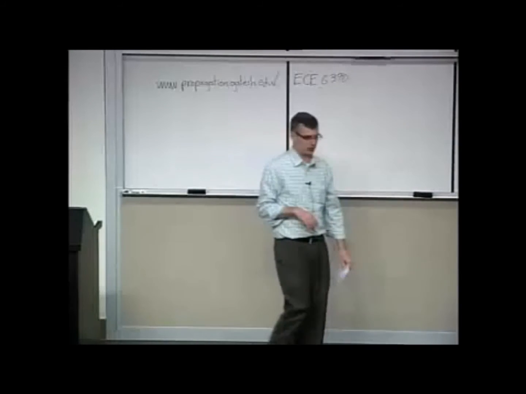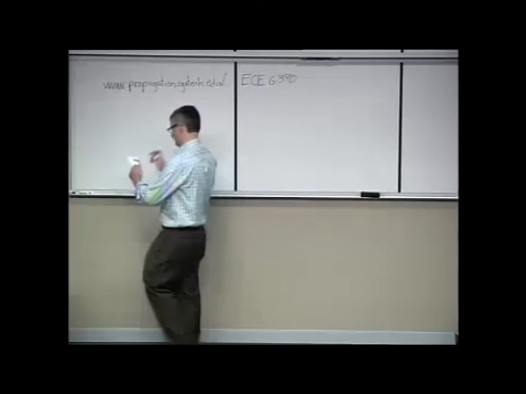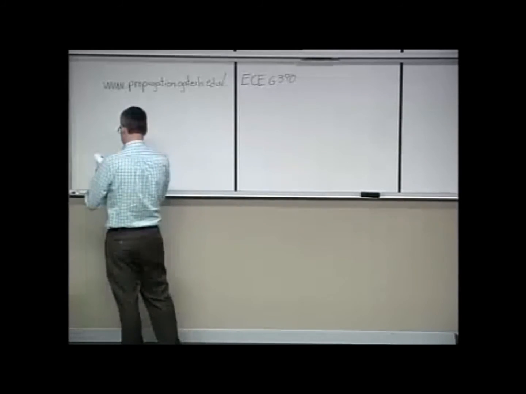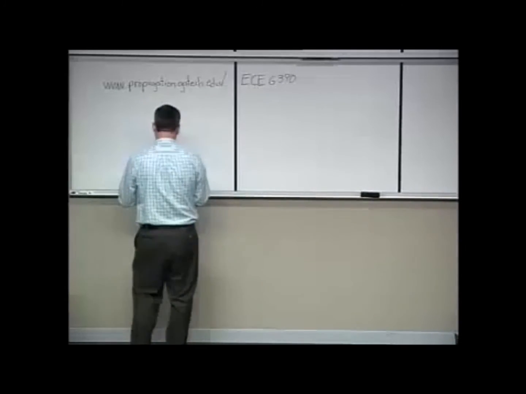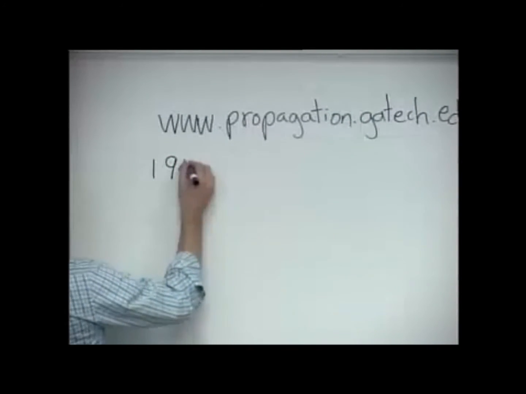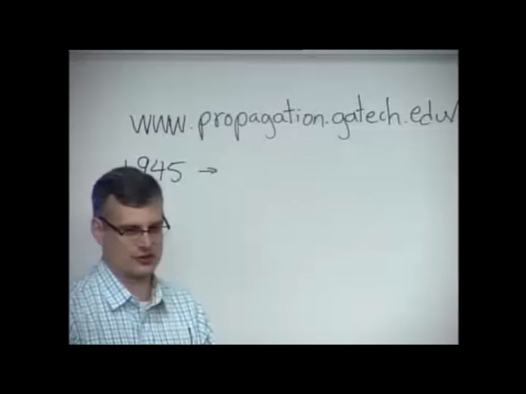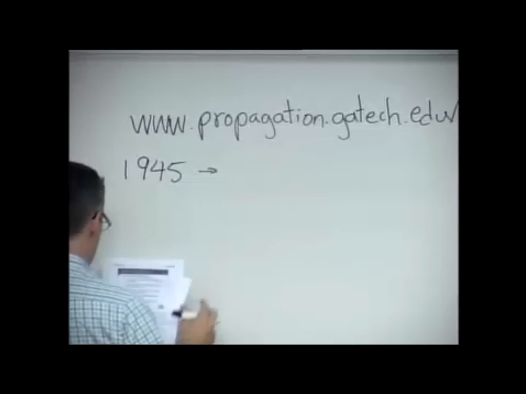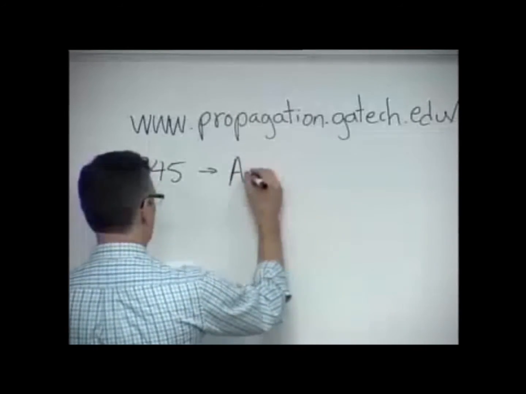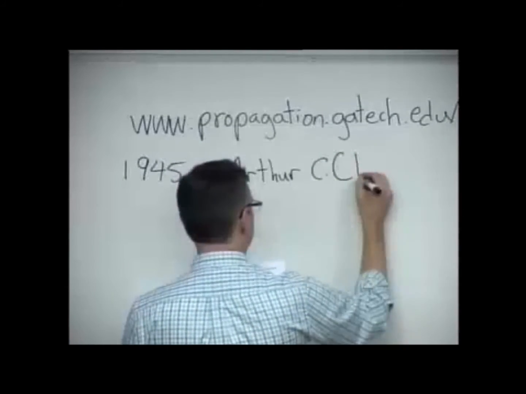historical dates. You'll notice on some of my sample tests, I even ask about some of the key historical dates in satellite engineering. The first one I like to put up is 1945. This is long before we put a spacecraft or anything into outer space. But this was an important article by the science fiction writer Arthur C. Clarke. But this is actually a technical article.